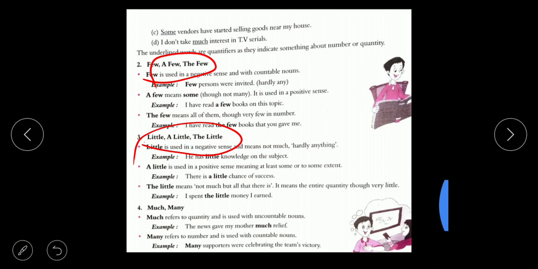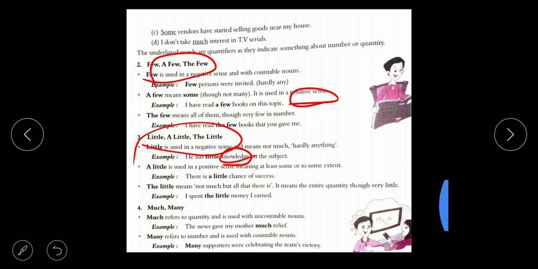See examples: little, a little, the little. Little is used in a negative sense and means not much, hardly anything. Like few also means hardly anything. But few is used with countable and little with uncountable. Knowledge is uncountable. A little is used in a positive sense, like a few is used in a positive sense, same a little is also used in a positive sense.